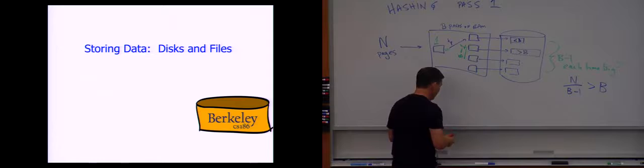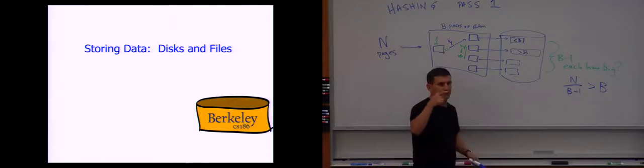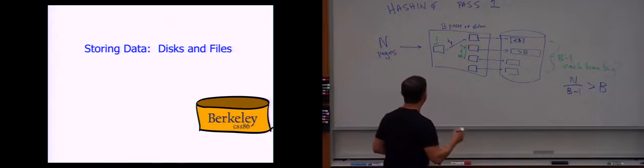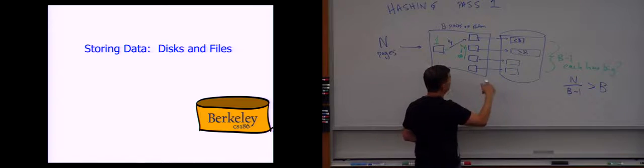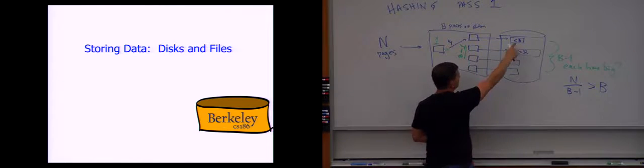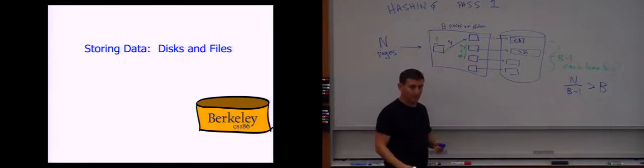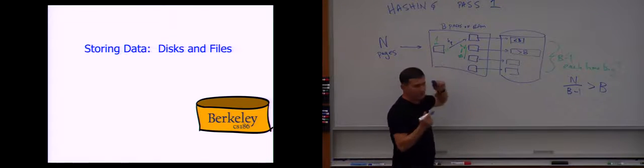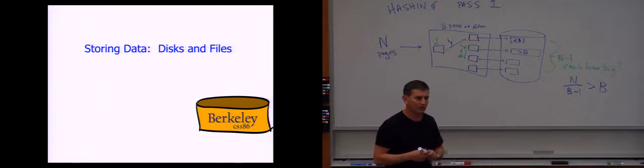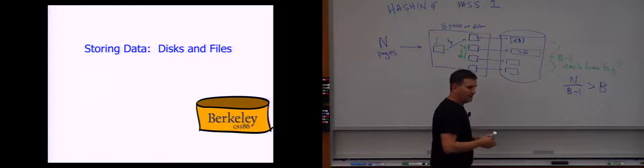So let me repeat the question so people can hear it, and we'll see if I understood it. So this first hash function, h sub p, is modulo B-1. So it's going to generate B-1 output partitions. And it's some hash function of our choosing, but it's mod B-1. Did that answer your question?